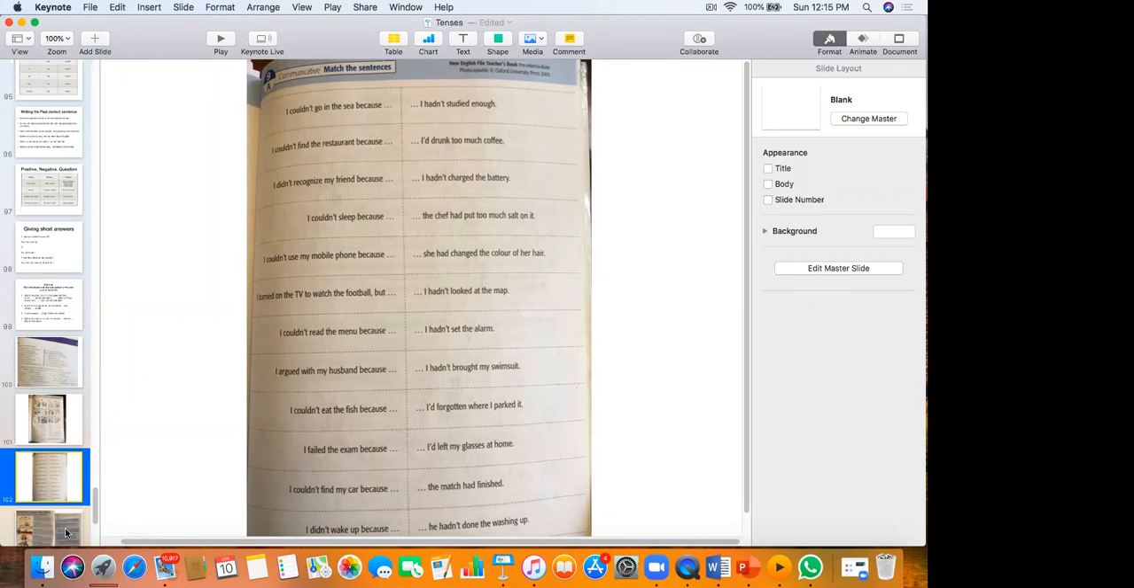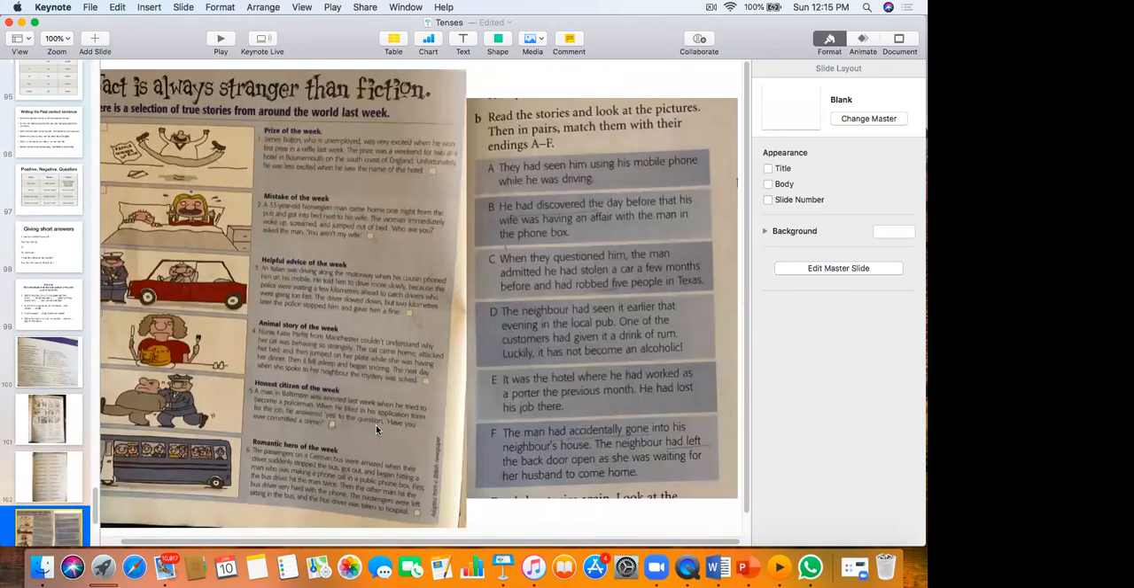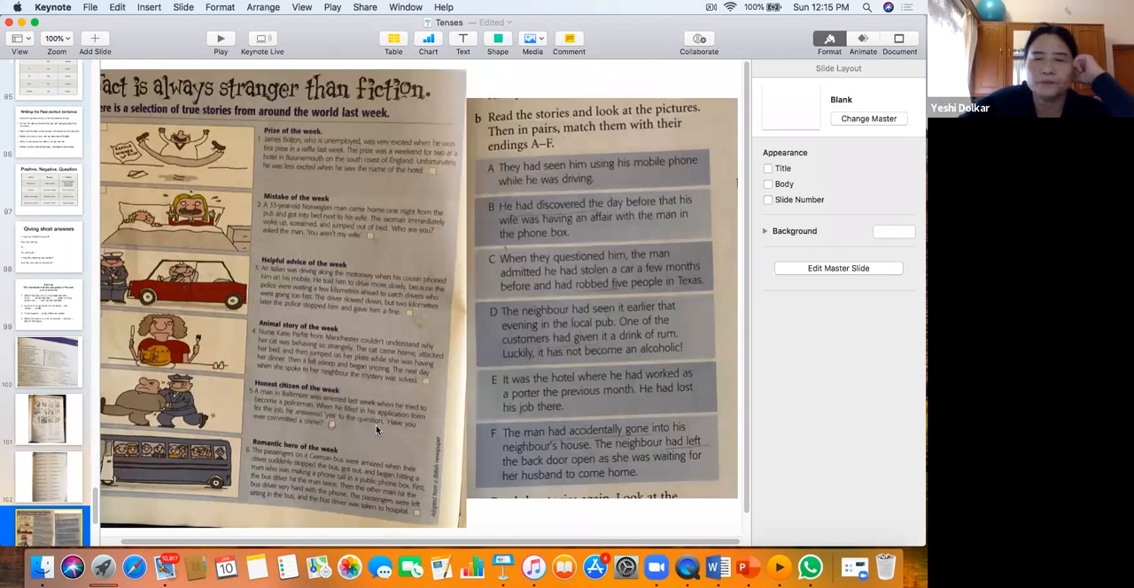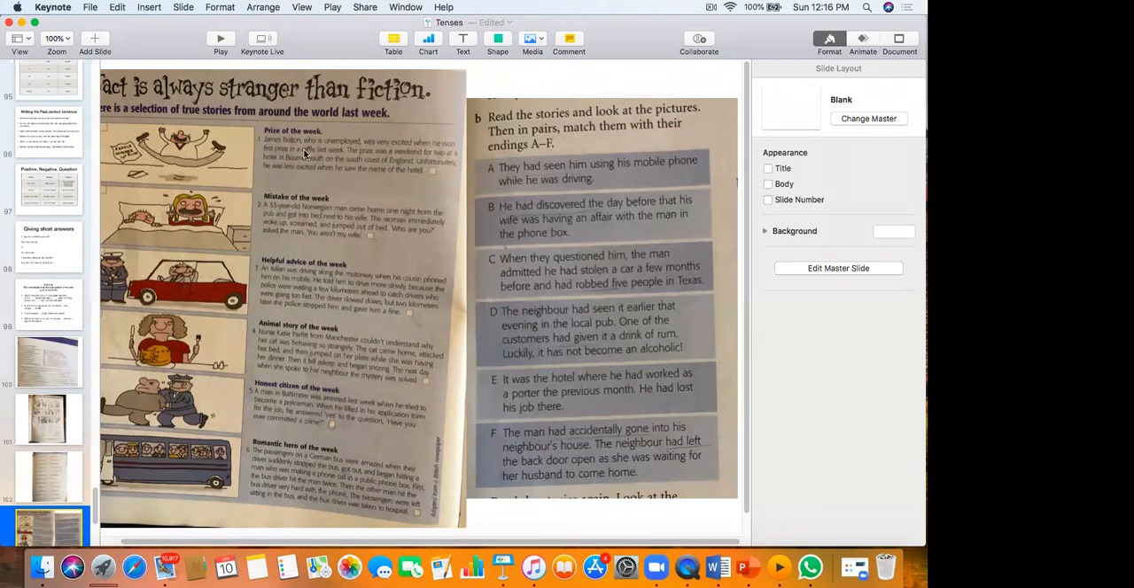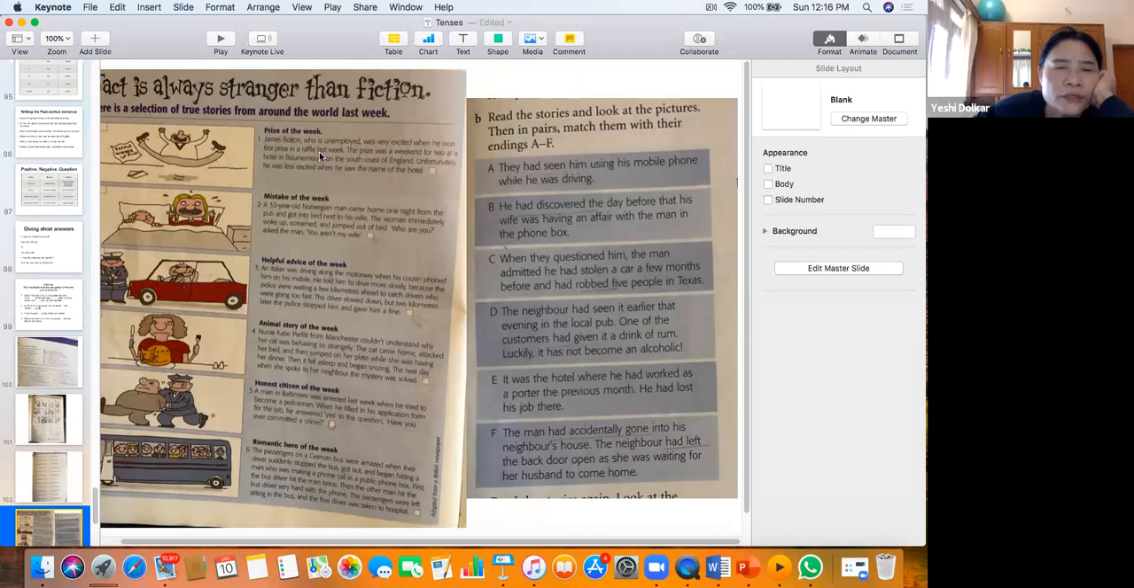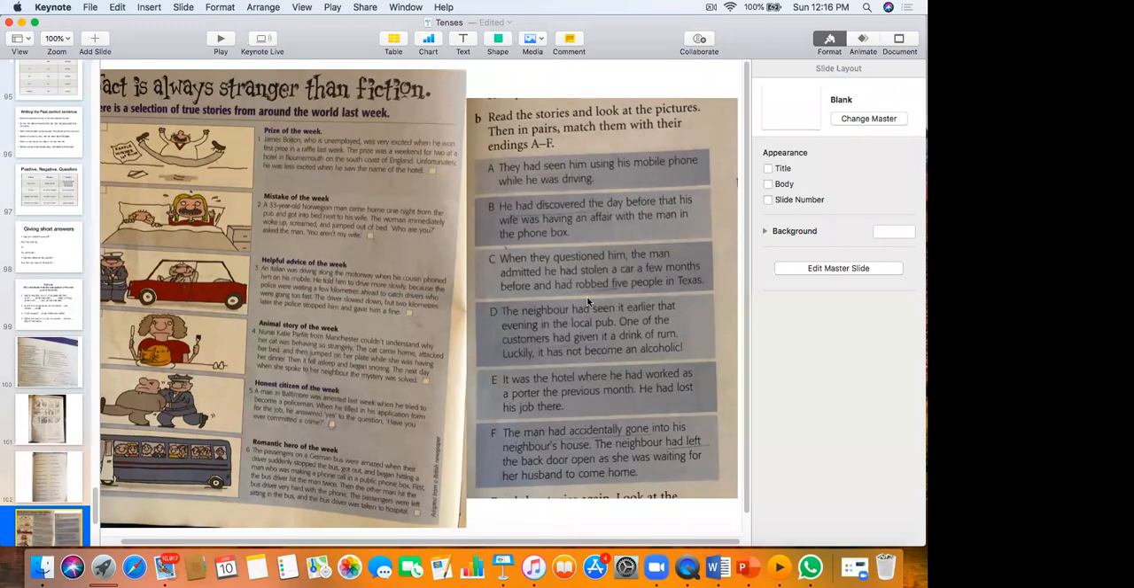Now we have an interesting exercise here. Okay. Now, these are all true stories. I can read the stories for you so that you understand. And these stories do not have an ending. Now the endings are over here. You have to match the endings with the story. All right, the endings are all in past perfect tense.